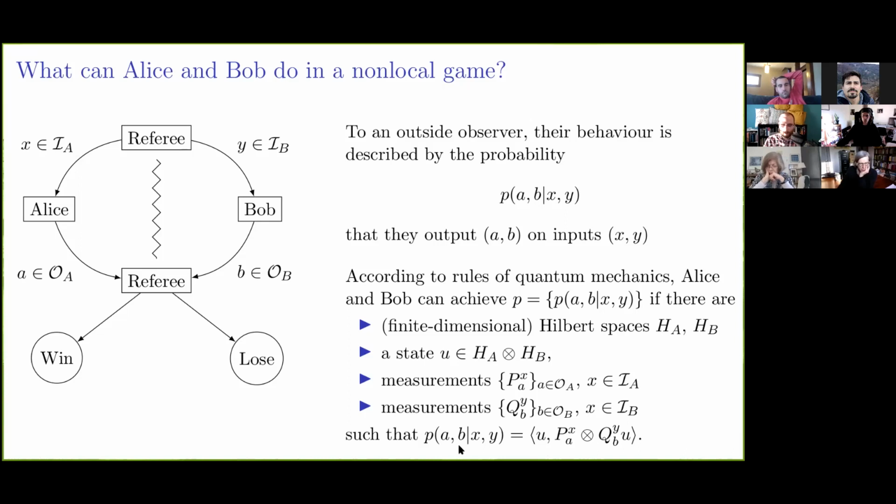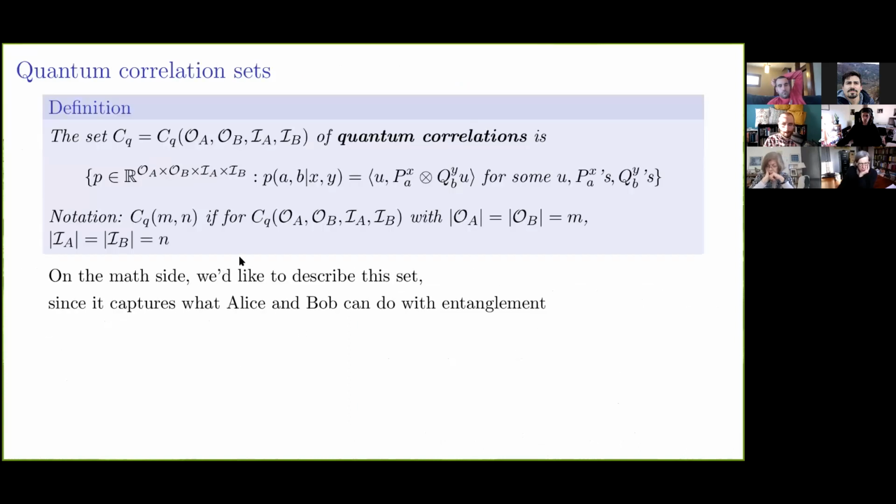Okay, so what we would like to know is, let's say we look at the set of P's which are of this form for some Hilbert spaces, vectors u, operators P_X^A and Q_Y^B. So this is called the set of quantum correlations indexed by the given set of inputs and outputs. We'd like to describe this set because that captures what Alice and Bob can do with entanglement.